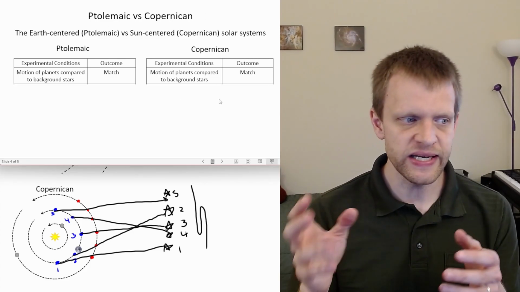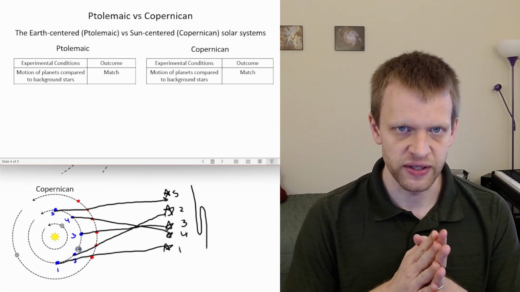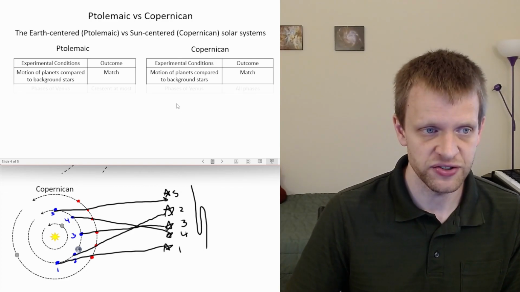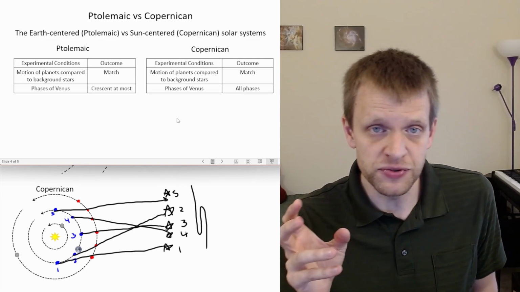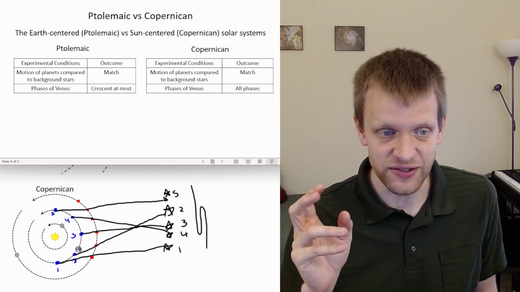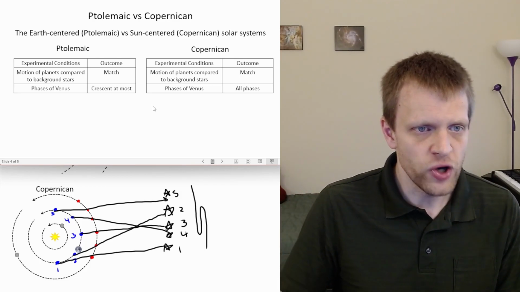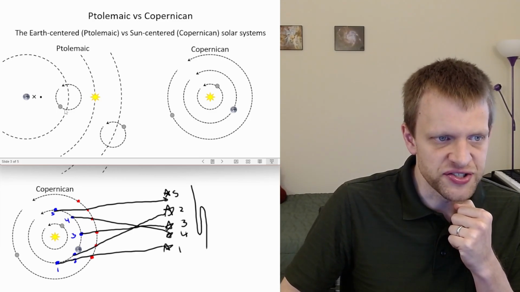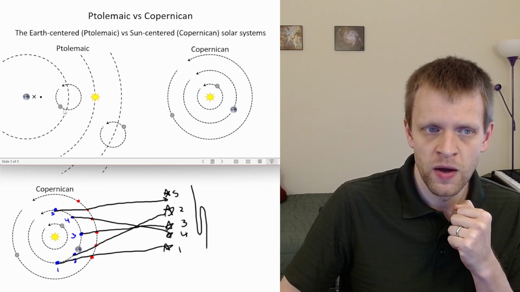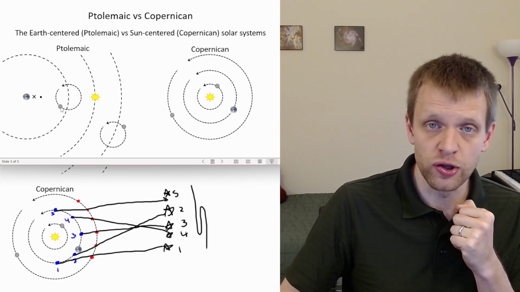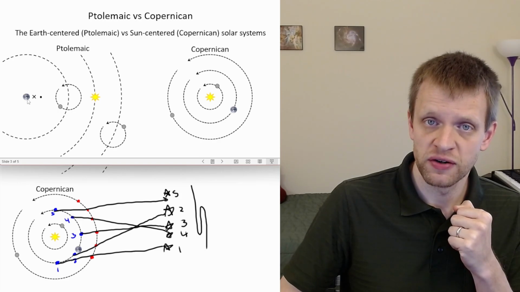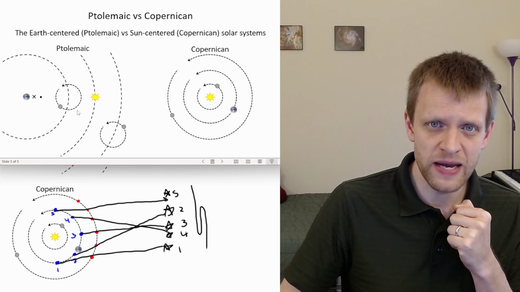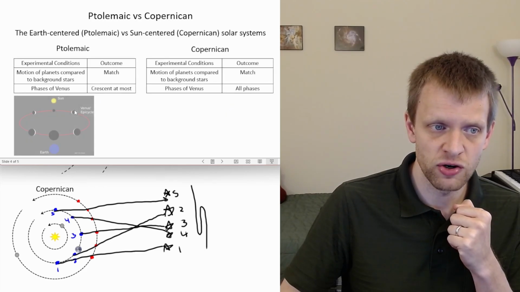Okay. So we need some new kind of observation that is able to distinguish between what these two models predict. And this comes from looking at the phases of Venus. If we go back here, if Venus is entirely in front of the sun, when we look at what parts of Venus would be illuminated by the sun and what parts of that planet we can see from the Earth, we're never going to be able to see more than a crescent.